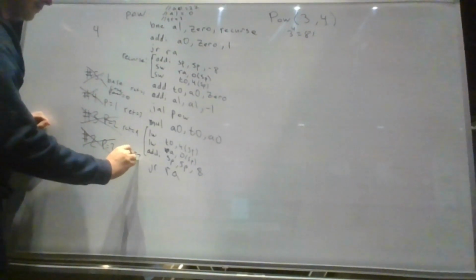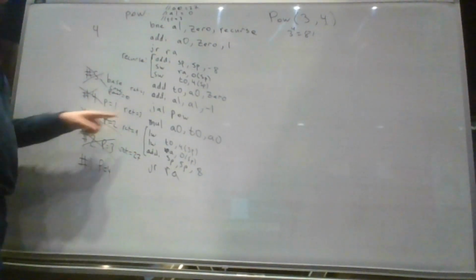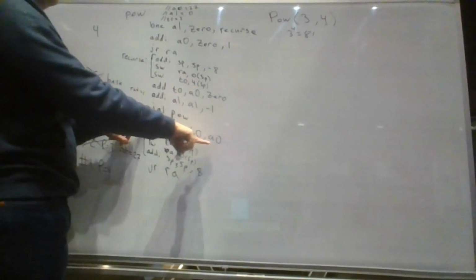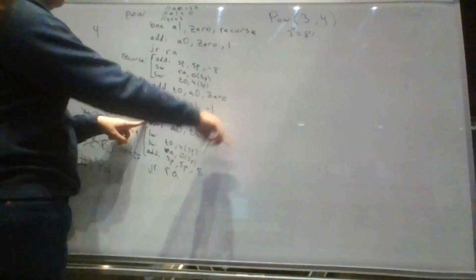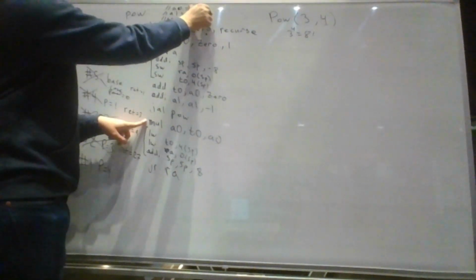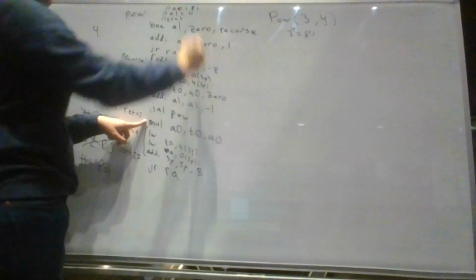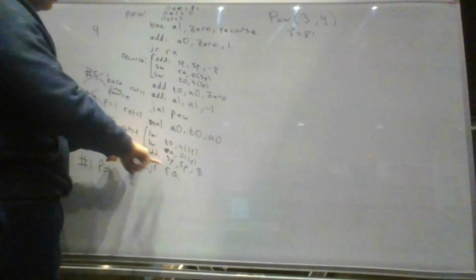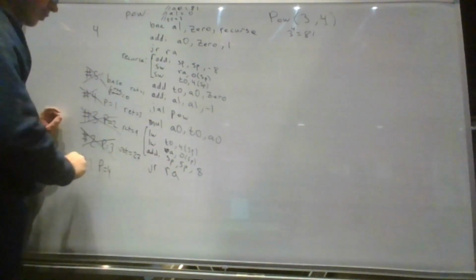A0 is equal to 27. And so on this last one, we read back in T0, 3, which is multiplied now by A0, which is 27. So we have 3 times 27, that's going to be 81. Store that in A0. Restore T0, restore our return address, restore the stack pointer, and jump back to our original caller.